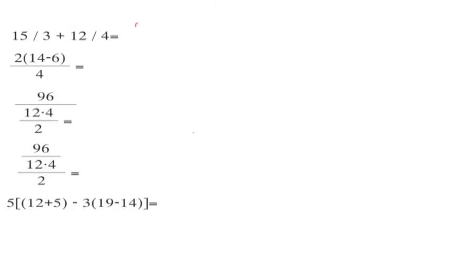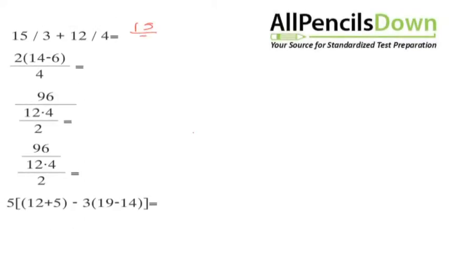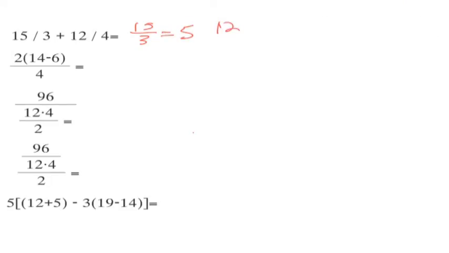First, we look at the 15 divided by 3, and that equals 5. Then we look at the 12 divided by 4, which equals 3. So now we've done those two operations first. Now we focus on the plus, and combine them and get 5 plus 3 equals 8. And that makes 8 the answer.